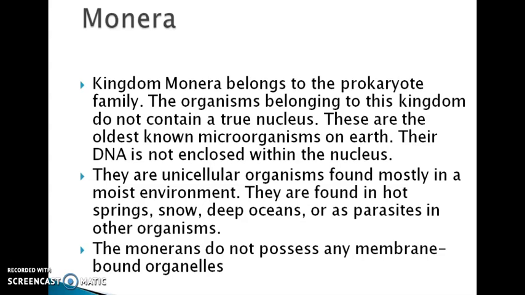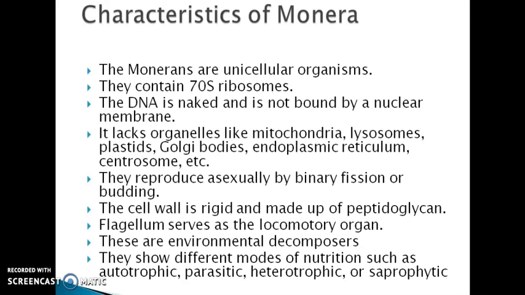The monerans do not possess any membrane-bound organelles. The monerans are unicellular organisms and they contain 70S ribosomes. The DNA is naked and is not bound by a nuclear membrane. It lacks organelles like mitochondria, lysosomes, plastids, Golgi bodies, endoplasmic reticulum, centrosome, etc.